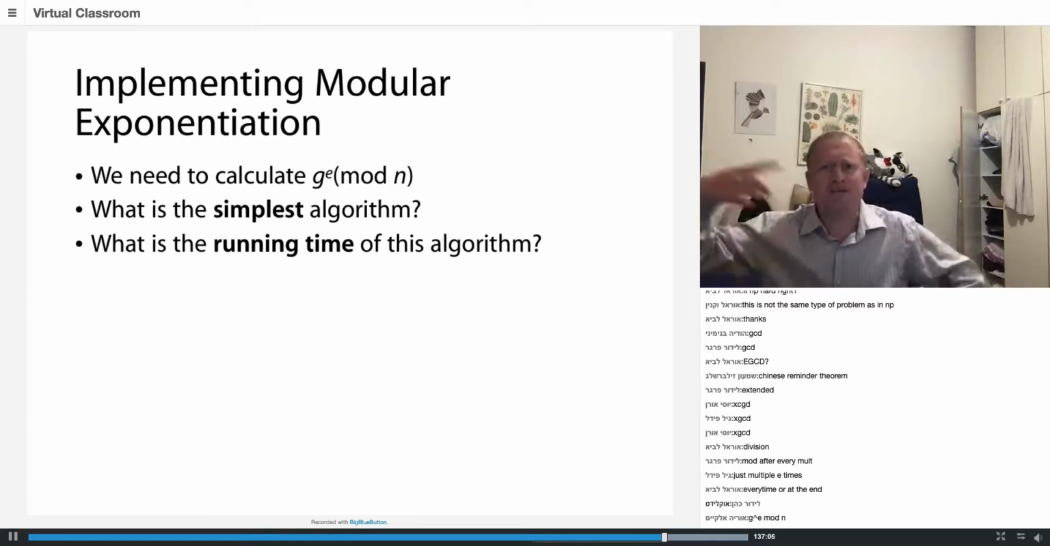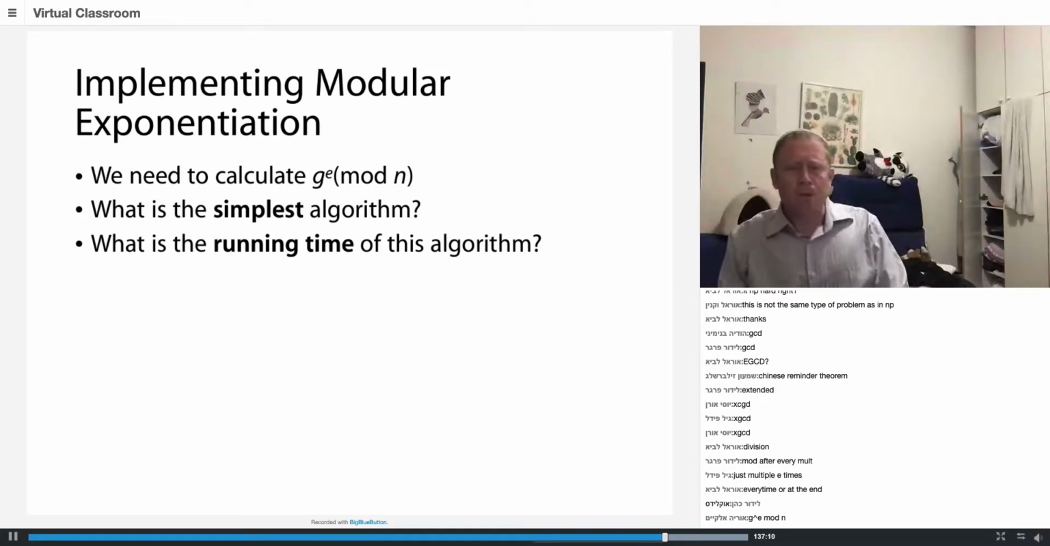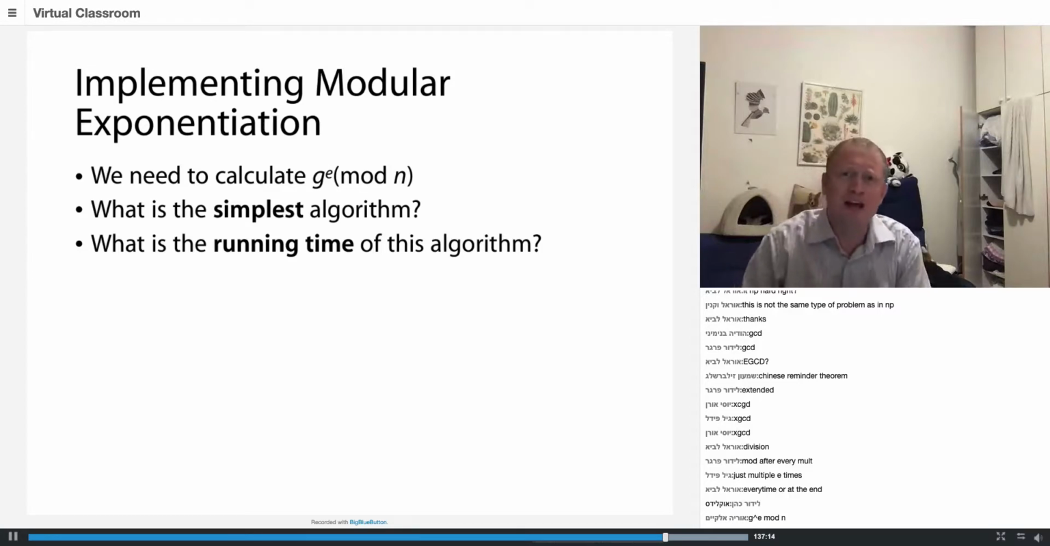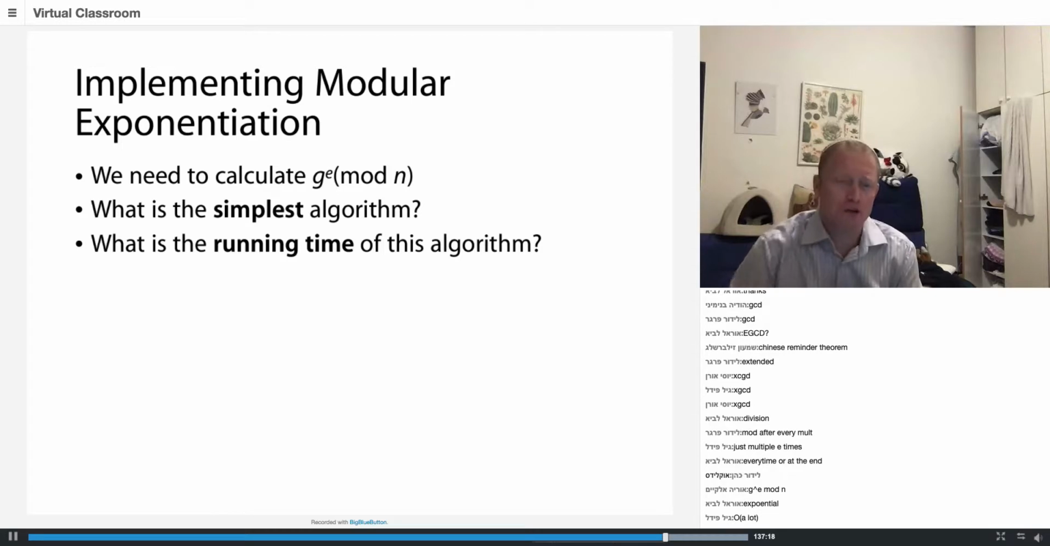You do g times g times g times g times g. What is the running time of this algorithm? How many multiplications do you do? You do a lot. You do an exponential amount of multiplications, right? So this could be a very, very lengthy operation.